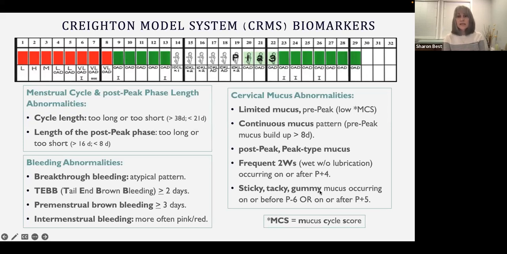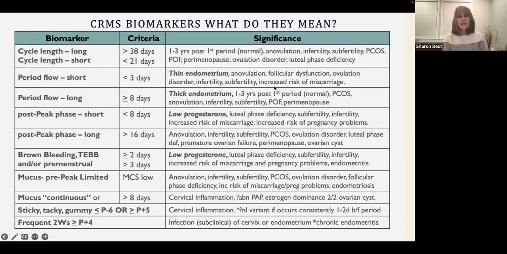So a sticky, tacky, gummy mucus occurring on or before P-6 or on or after P-5 can also tell us an infection or cervical inflammation, which can be due to a few other things. This is a slide that I'm going to just say is for your reference. For any of the NaPro providers, I've gone into each of the biomarkers on the Crichton model system chart. I've given you the criteria for each and the significance that each of them means. So we have many different things that these can point to.